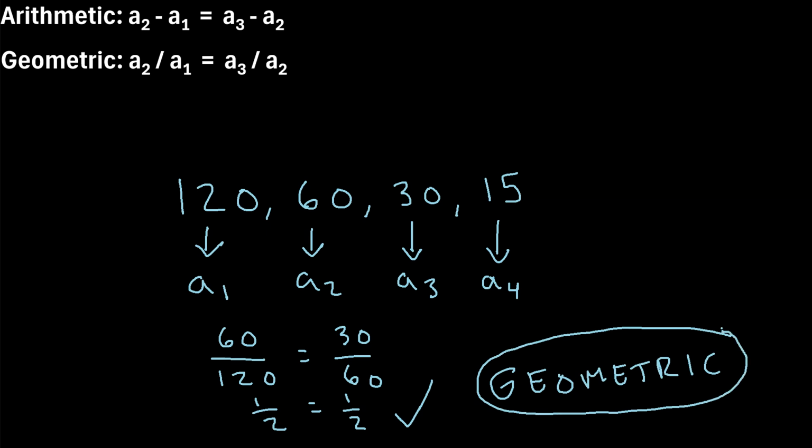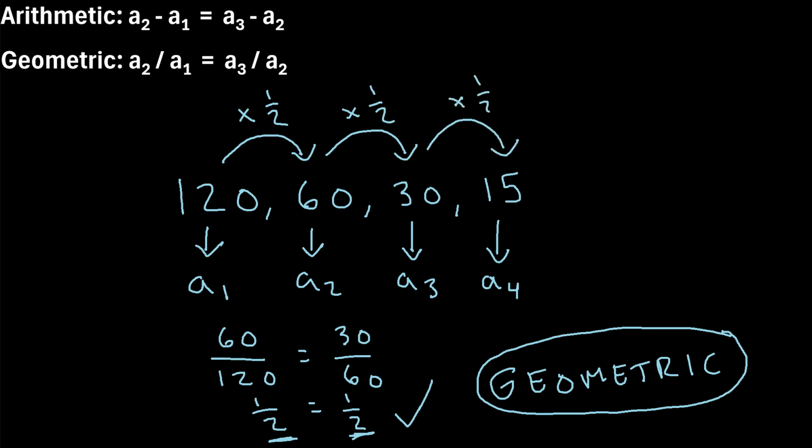Once again, we can double check that this is correct by using this value, 1/2, that we just found, and asking if we multiply any term in the sequence by 1/2, do we get the next value? If we do 120 times 1/2, do we get 60? Yes, we do. And if we do 60 times 1/2, do we get 30? Yep. And the last one, 30 times 1/2, we get 15. So that's just a way to double check ourselves.